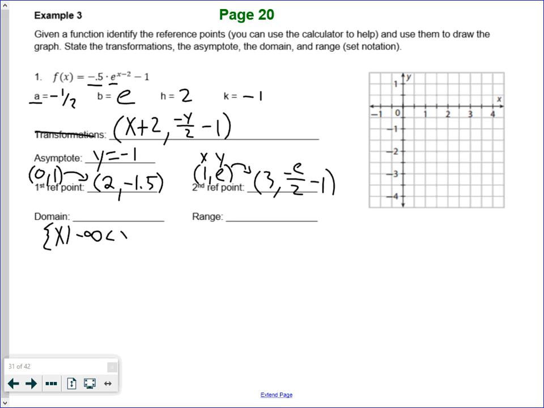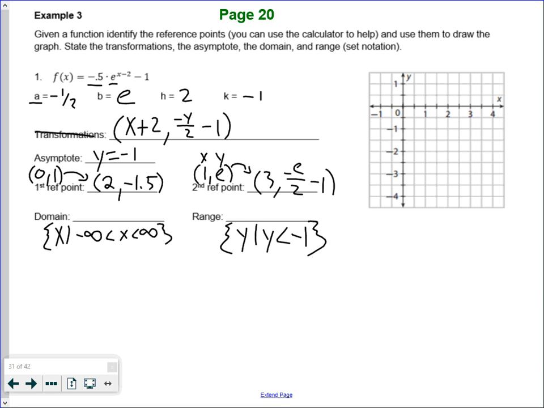Our domain, since it's an exponential function, is still going to be all real numbers, so from -infinity to +infinity. Our range is always going to depend on our a and our k. Our a is negative, so we're below the asymptote. So it'd be every y value such that y is less than our k value, our asymptote of -1.